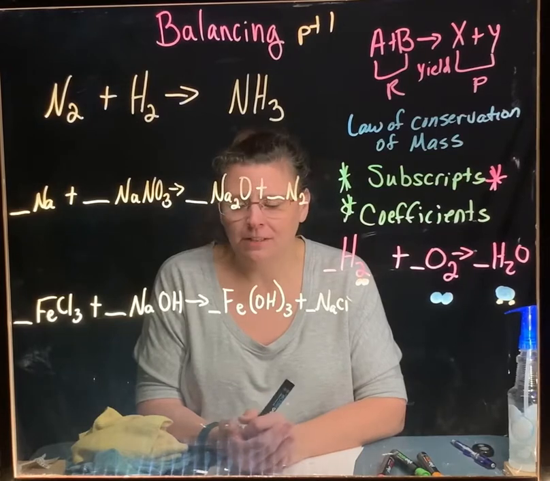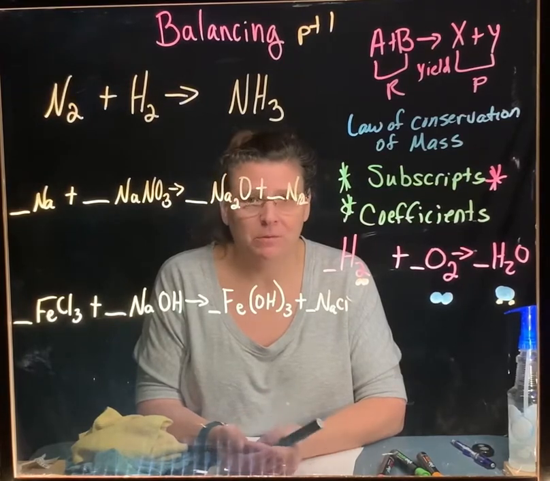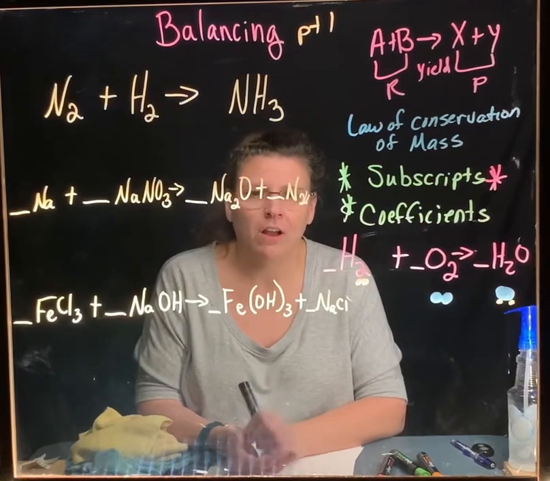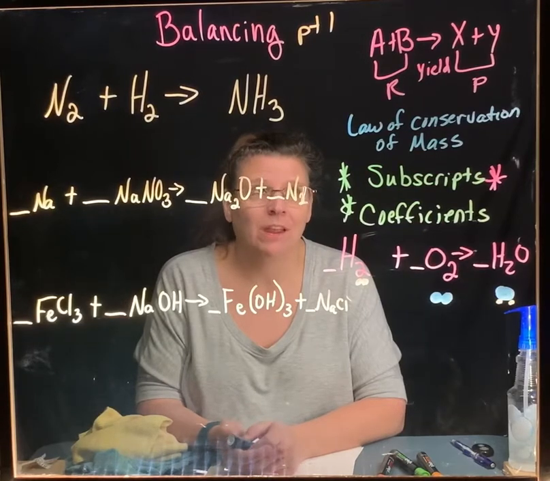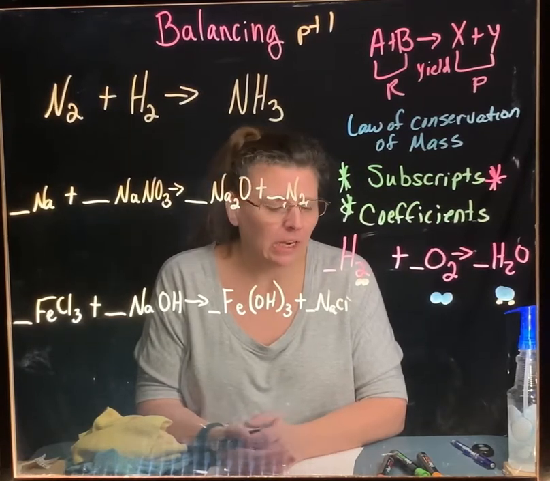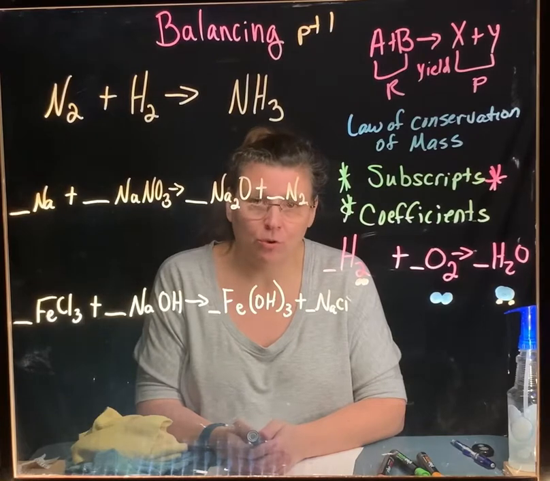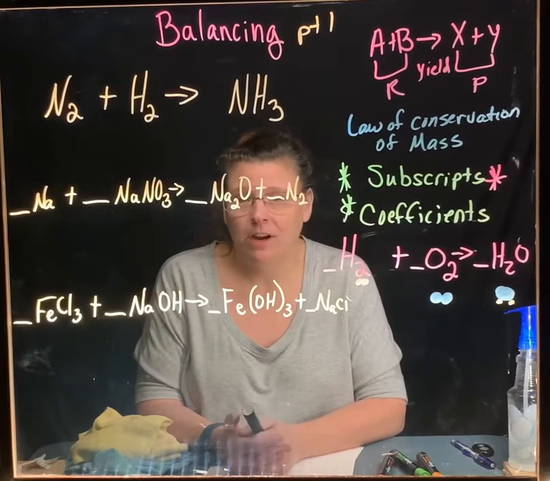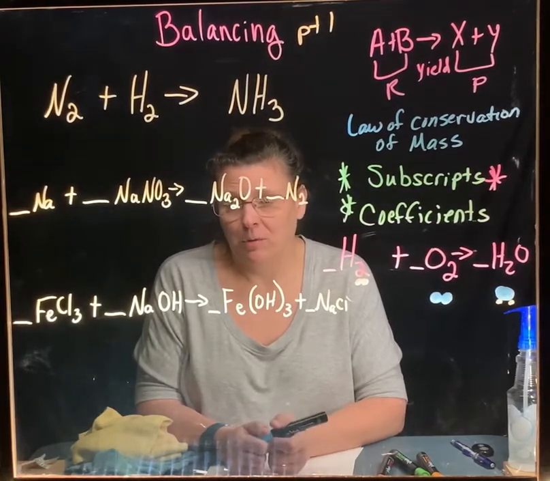So, when balancing a chemical equation, why do we have to balance it? Well, we have this thing called the law of conservation of mass and matter, basically. We cannot create or destroy mass. We cannot create or destroy matter. What we start with, we have to end with.